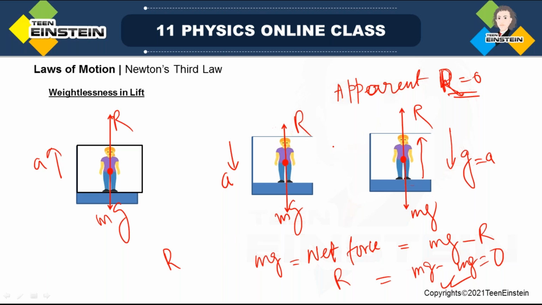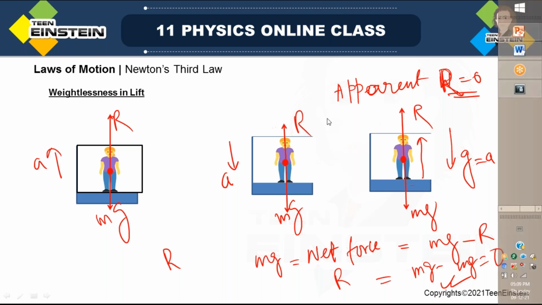So I'll stop it here. If you have any problem in this part, basically this apparent weight, Deepa, you can ask me now. Next day I'll take up conservation of linear momentum and many other interesting things. From this weightlessness or motion of lift, there will sometimes be a question. Okay, Deepa, if you have any doubt, you can ask me. The class is open for discussion now. You can ask me any question if you have.